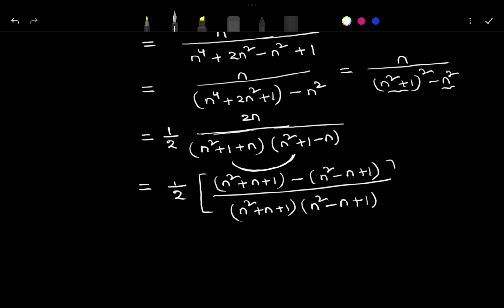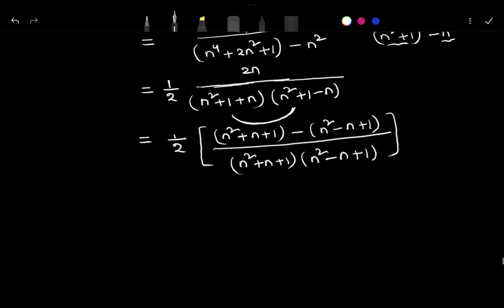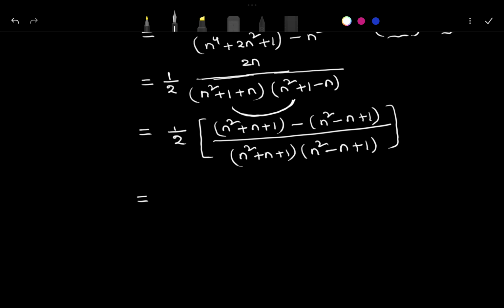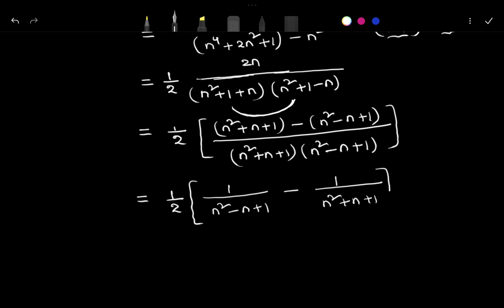So now you split it into two fractions. This will be equal to 1 by 2 into, n square plus n plus 1 over these two factors, where n square plus n plus 1 will be cancelled. So you can write 1 by (n square minus n plus 1) minus 1 by (n square plus n plus 1), the other terms being cancelled. So this is the nth term.